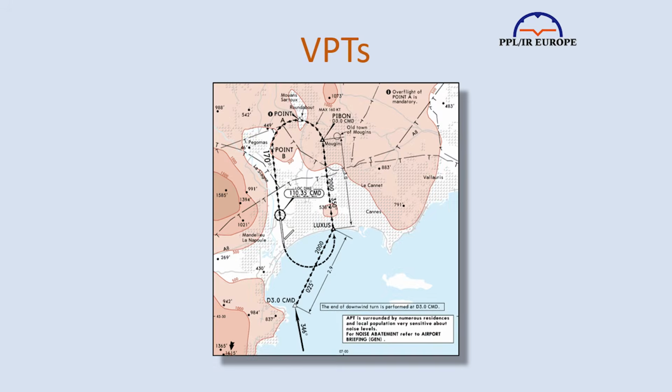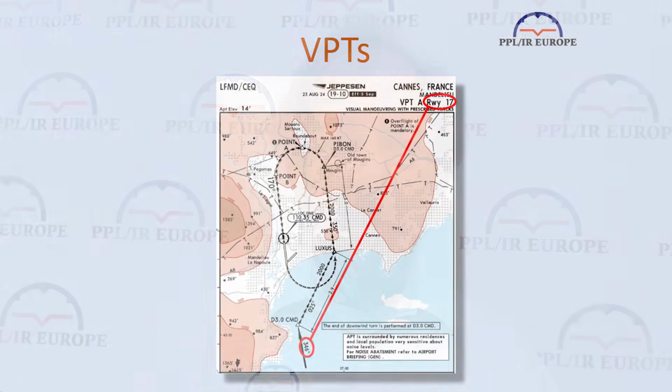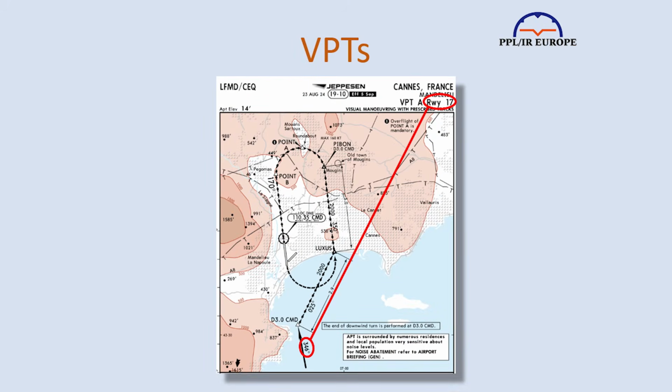Now, we're going to look at visual circuits with prescribed tracks, or VPTs. While with a circling approach, tracks are at your discretion, provided you stay within the protected area, in a VPT you must follow a specific predefined ground track. They're mostly used to ensure terrain and obstacle clearance and noise abatement compliance. In Europe, they're only common in France and to a lesser extent in Spain. The one most of us are most likely to encounter is Cannes, where the IFR approaches are northerly even for a southerly landing, but there are half a dozen others.